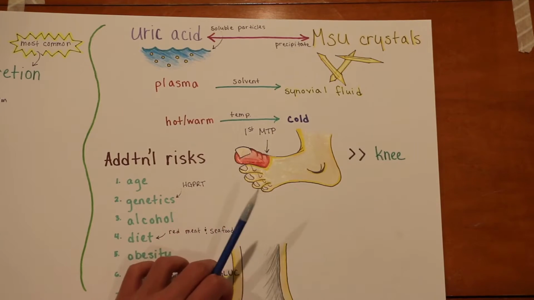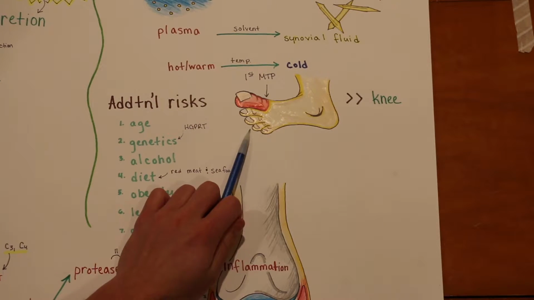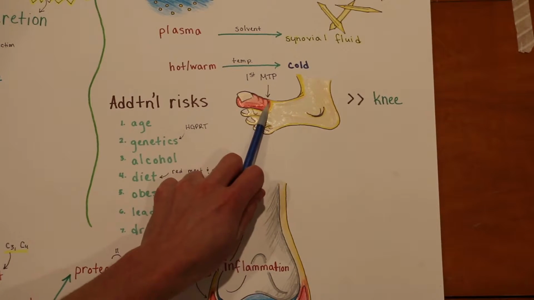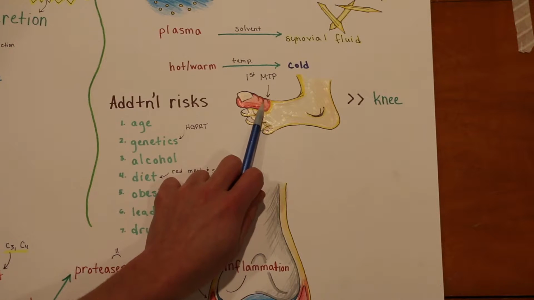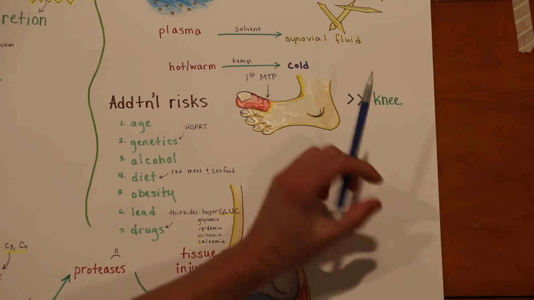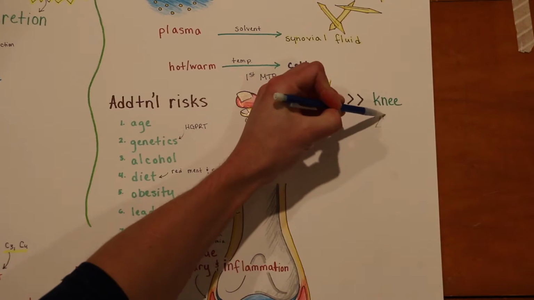What joint is most commonly involved is the first MTP joint of the great toe. This peripheral joint is very cool and encourages the crystals to form. For the sake of completeness, remember that the second most common joint involved is the knee.